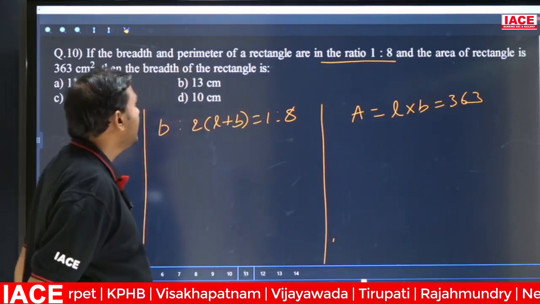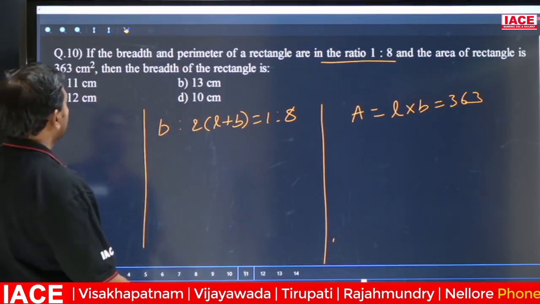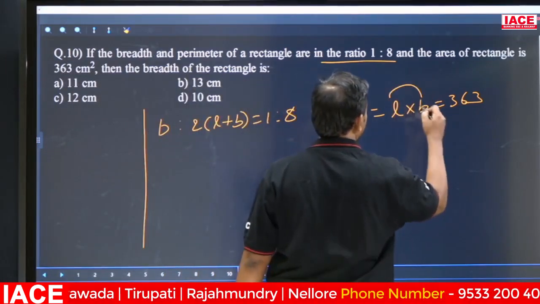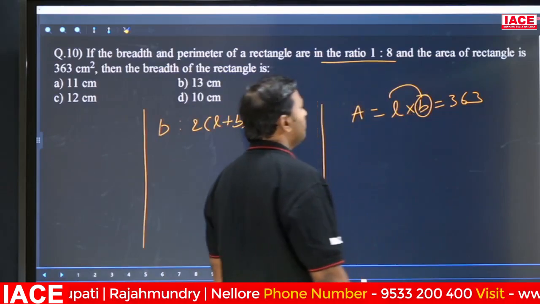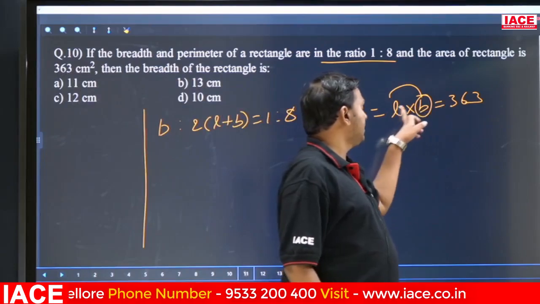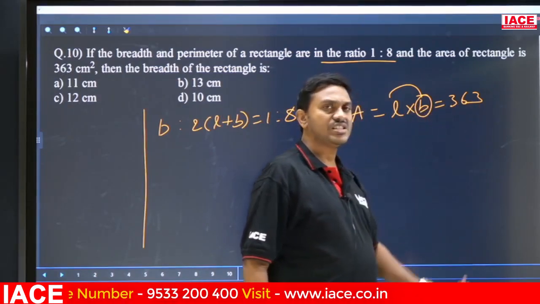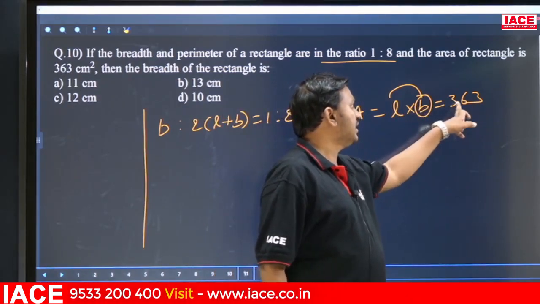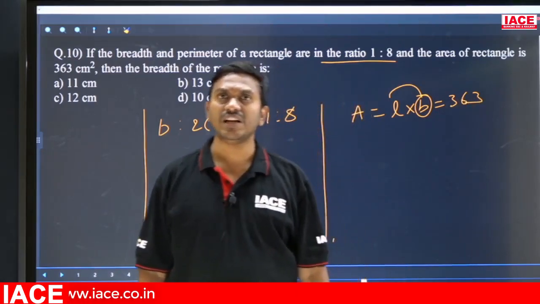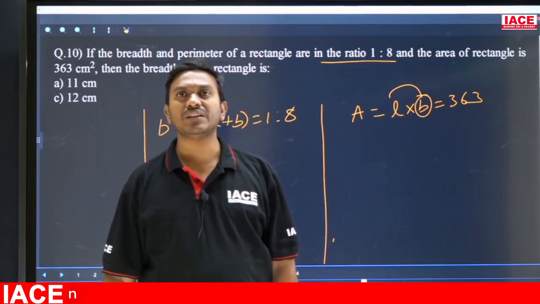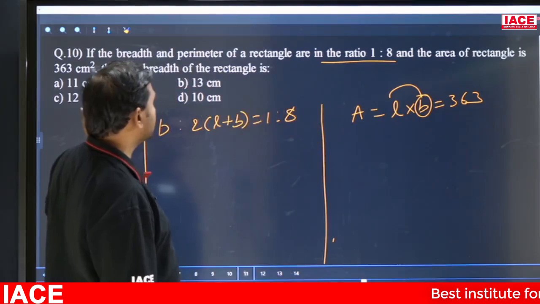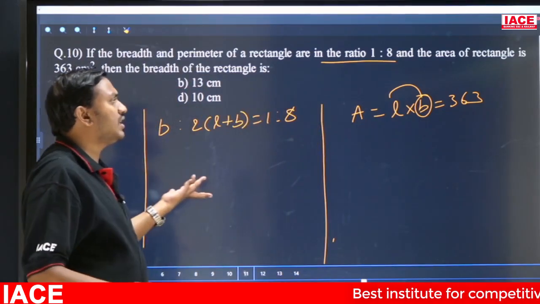Very simple. Just observe here. So breadth he is asking, right? L into B is 363, so B we have to find. Since the product L into B is equal to 363, 100% B is a factor of 363. Both length and breadth are factors of 363. Simply check which number is divisible into 363. That is the right answer.